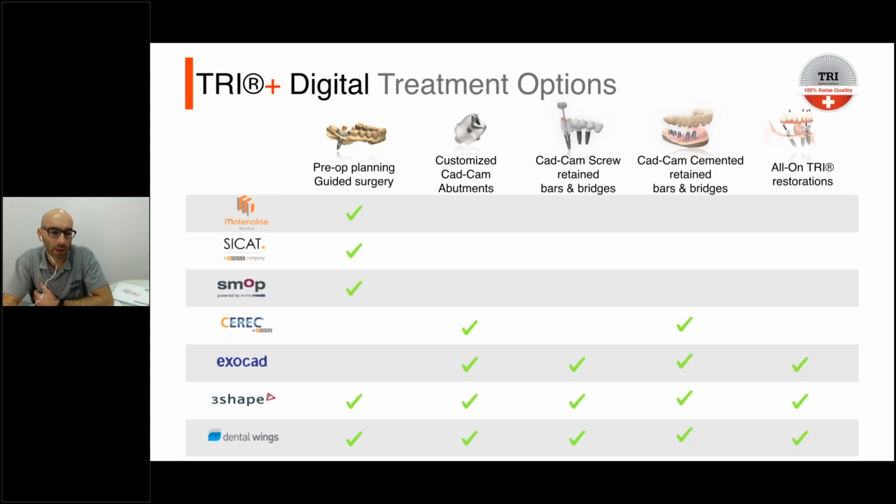So we have the 3D planning and guided surgery. They work with the major software, as you can see here: Materialise, CCAT, Smooth, or 3Shape and Dental Wings. We have the possibility to realize customized CAD/CAM abutments, and here you can see that this is available for all the major laboratory software. Then we have the possibility to do the CAD/CAM cement-retained crown and bridge.